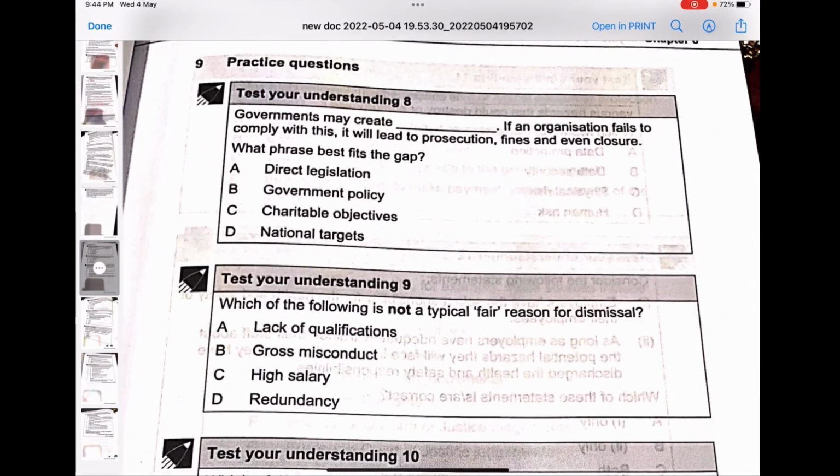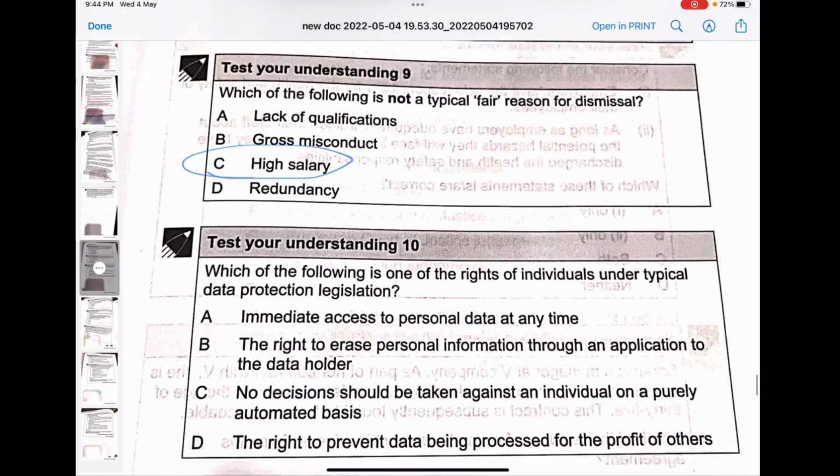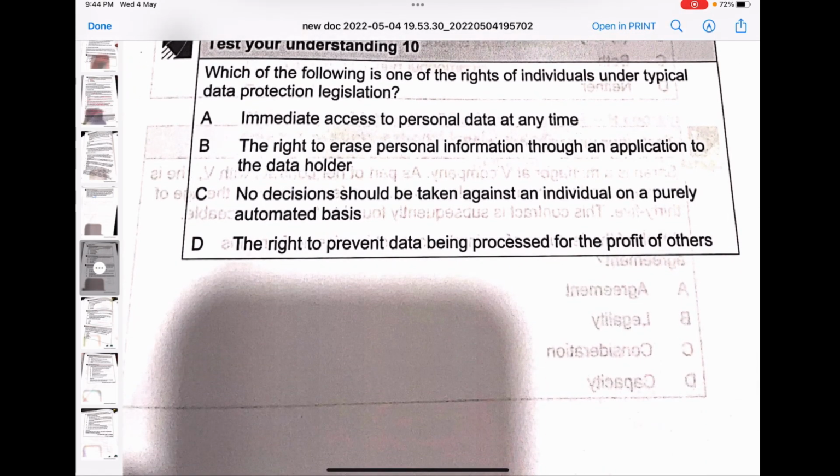Now we come to the practice questions. Government may create dash. If an organization fails to comply with this, it will lead to prosecution, fines, and even closure. So government may create direct legislation. So it can create legislation, and if you don't follow it, there are fines. Which of the following is not a typical fair reason for dismissal? Lack of qualifications, gross misconduct, high salary, redundancy. Obviously, it is high salary. Which of the following is one of the rights of individuals under typical data protection legislation?